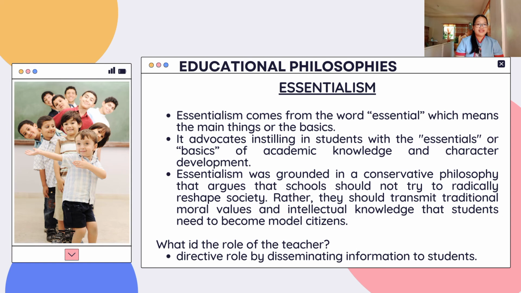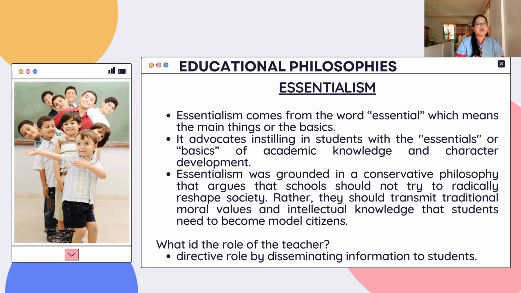Then we have essentialism. Essentialism comes from the word essential, which means the main things or the basics. As an educational philosophy, it advocates instilling in students the essentials or basics of academic knowledge and character development. Essentialism was grounded in a conservative philosophy that argues that schools should not try to radically reshape society. Rather, they should transmit traditional moral values and intellectual knowledge that students need to become model citizens.